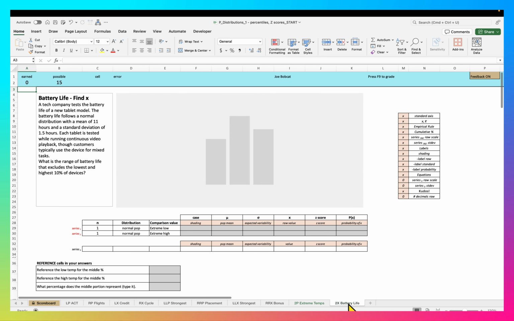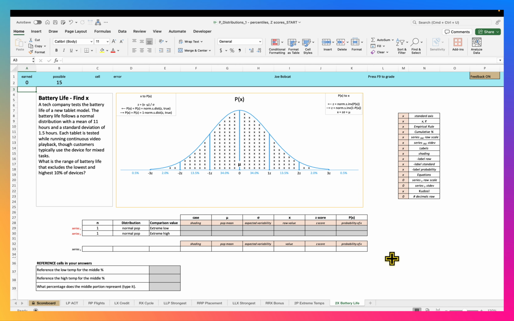Okay. So, next problem. Battery life. And here we're going to be given the probabilities and asked to find X. A tech company tests the battery life of a new tablet model. The battery life follows a normal distribution with a mean of 11 and a standard deviation of 1.5. Each tablet is tested while running continuous video playback, though customers typically use the device for mixed tasks. What is the range of battery life that excludes the lowest and highest 10% of devices?